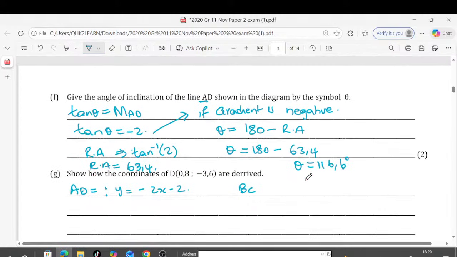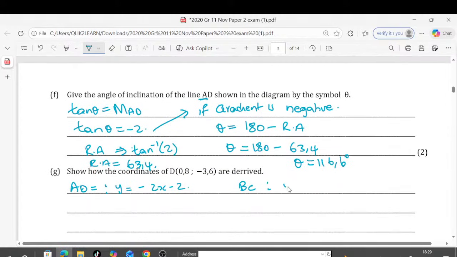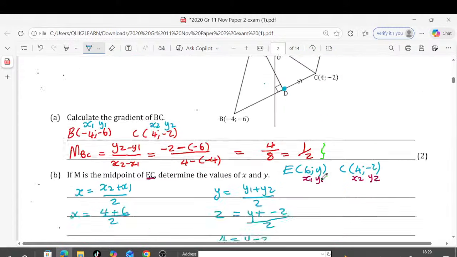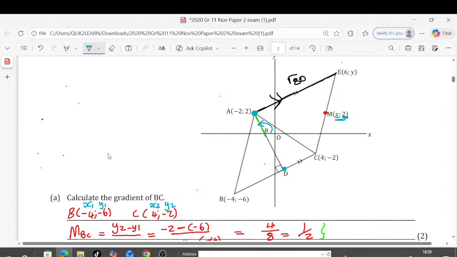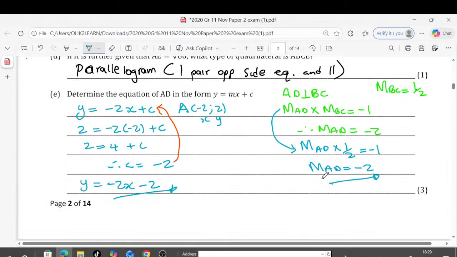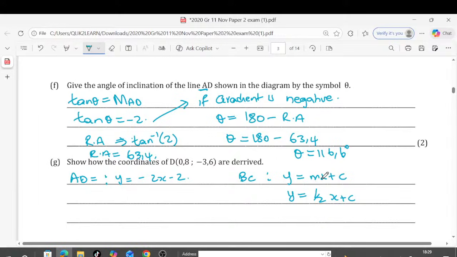To find BC, it will be easy because we're going to say y is equal to mx plus c. We already know that our gradient is half. This will be 1 over 2 x plus c. We need to use one point between B and C. We can use any point. I'm going to choose C to find the corresponding value of c.